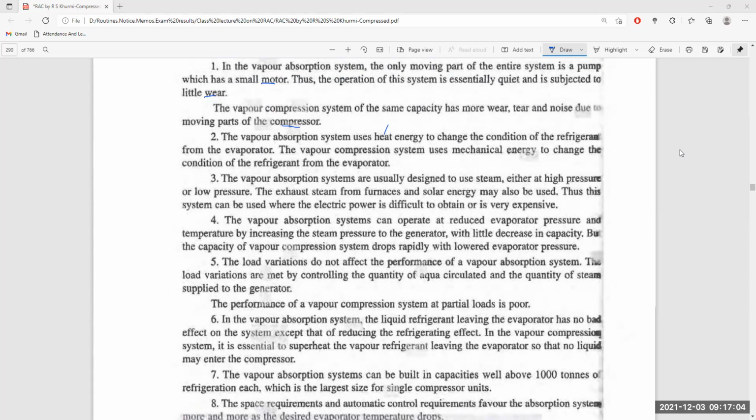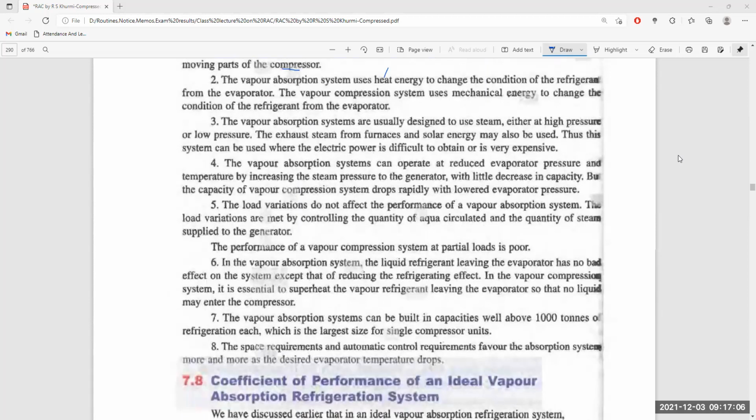In the vapor absorption system, liquid refrigerant leaving the evaporator has no bad effect on the system, except that of reducing the refrigerating effect to a certain extent. In the vapor compression system, it is essential to superheat the vapor refrigerant leaving the evaporator so that no liquid may enter the compressor.